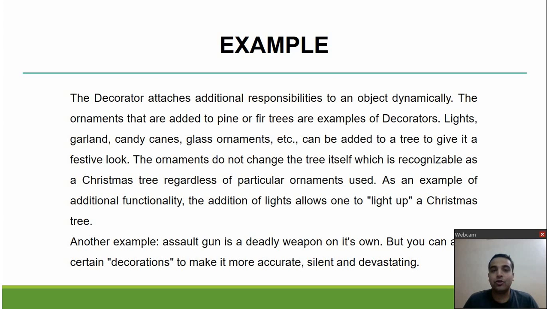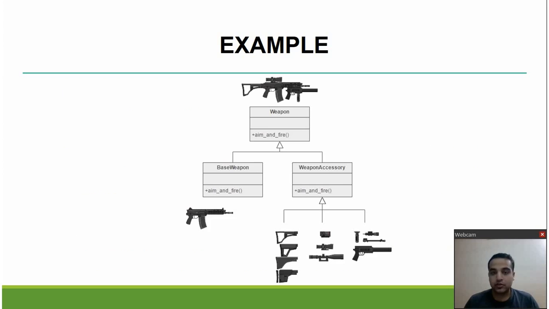Another example would be an assault gun. Like if we simply take a gun, it will be very small, not very helpful. But if we add scopes, barrels, and additional mags to it, then it becomes a very deadly weapon. So here is the example for an assault gun.